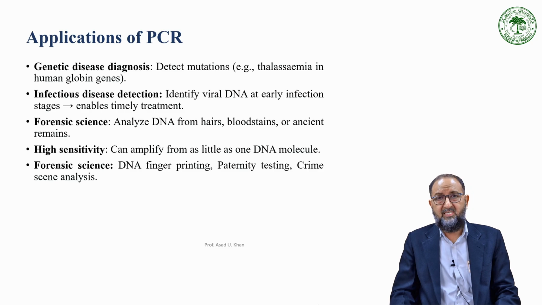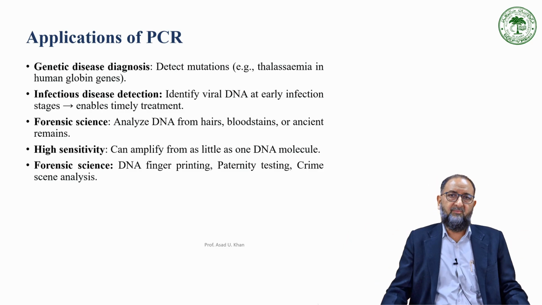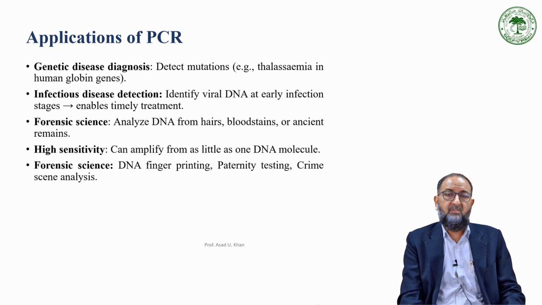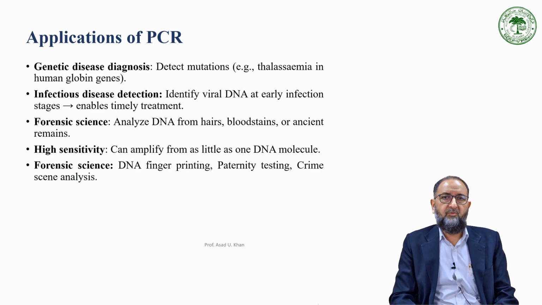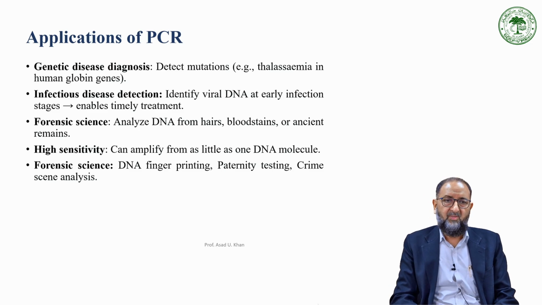So you may have some mutation. In such cases, when you have large genes to be amplified, then you need to use different high proofreading enzymes like Pfu and Vent polymerases or some other polymerases. Variants of Taq polymerases are involved to get the right product. So genetic disease diagnosis can be done.